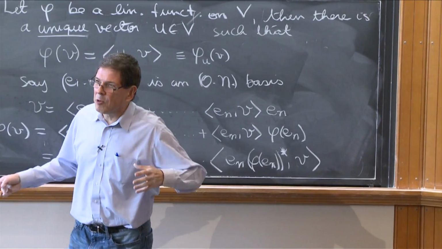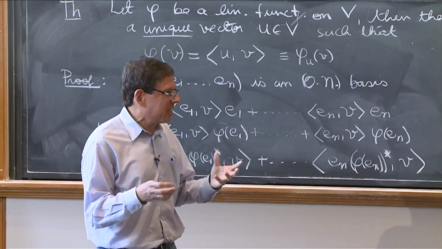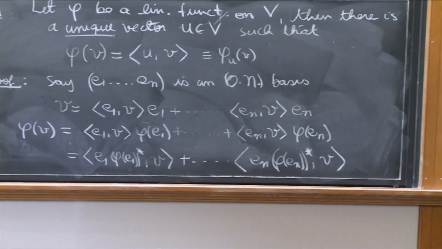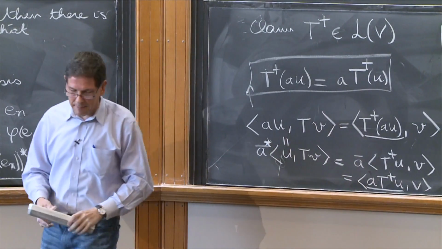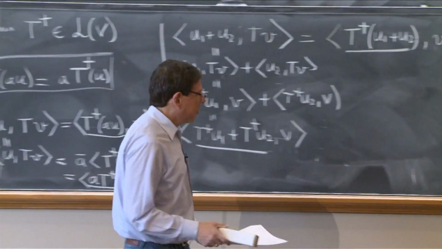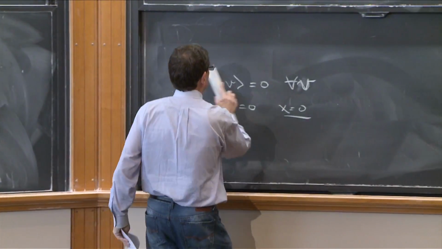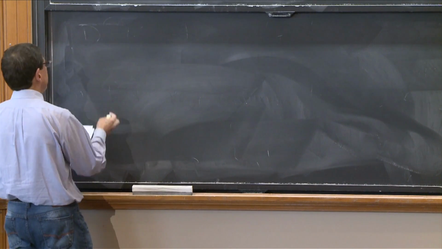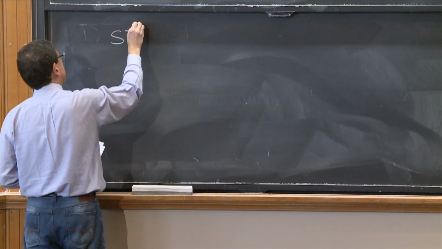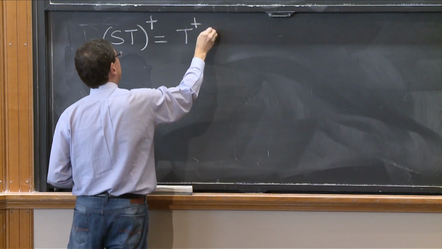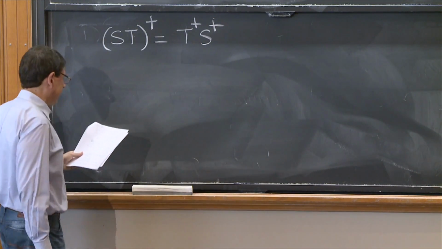Now, you really feel probably at this stage this is still not all that intuitive. What does this all do? So we're going to do an example, and we're going to do one more property. And let me do one more property and then stop for a second. So here is one property. (ST) dagger is supposed to be T dagger S dagger. So how do you get that?